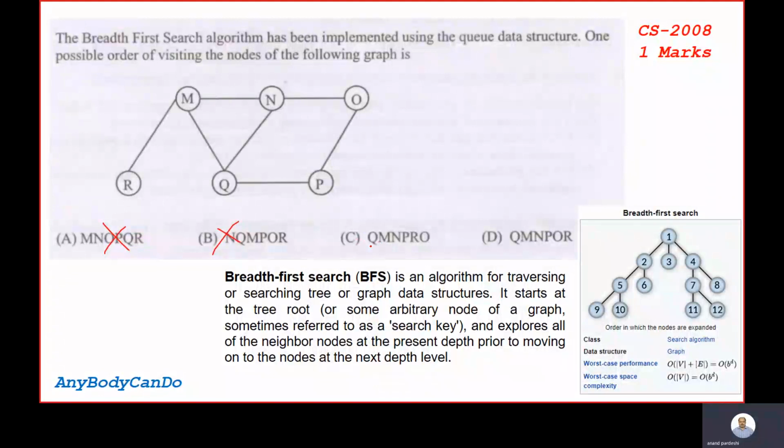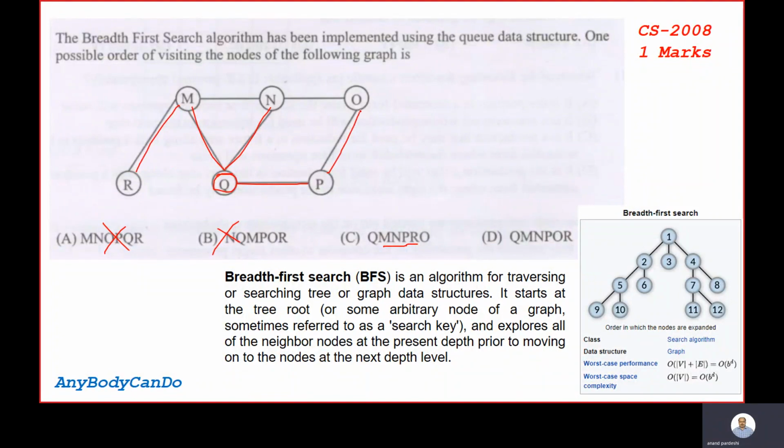Let us investigate option C, where we start from Q. Starting from Q, we visit the first neighbor, which is M, then the second neighbor, which is N, then the third neighbor, which is P. Till now this is correct. We have visited all the neighbors, so now we go to the next level. We visited the M node first, so we need to cover its neighbor first. So we cover node R. Once we have visited R, then the last node, which is O.